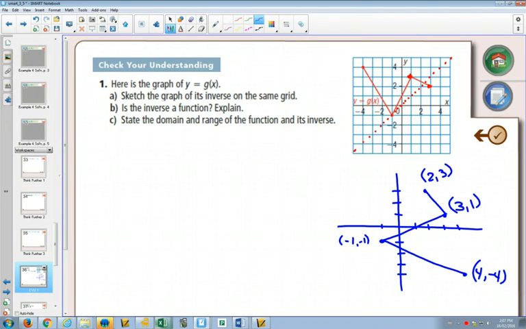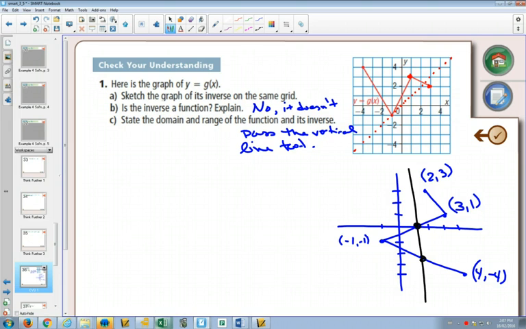Is that new graph a function? Is the blue one a function? No. It doesn't pass the vertical line test. Because if I draw a vertical line right here, you can see that it goes through 2 points. And in order for it to be a function, the vertical line can only go through 1 point, no matter where you move that vertical line.